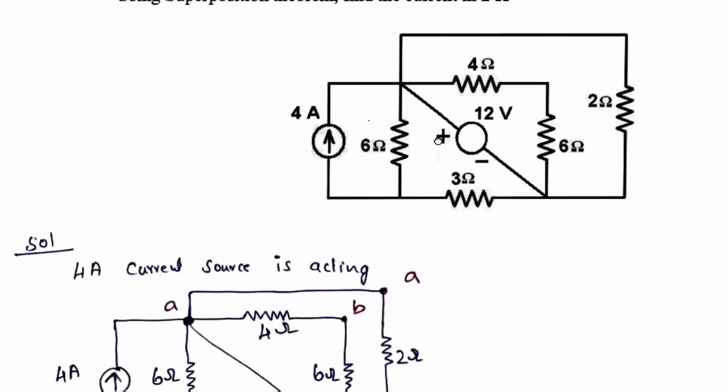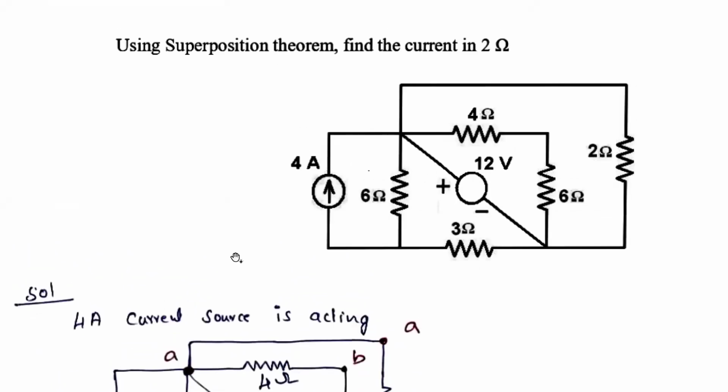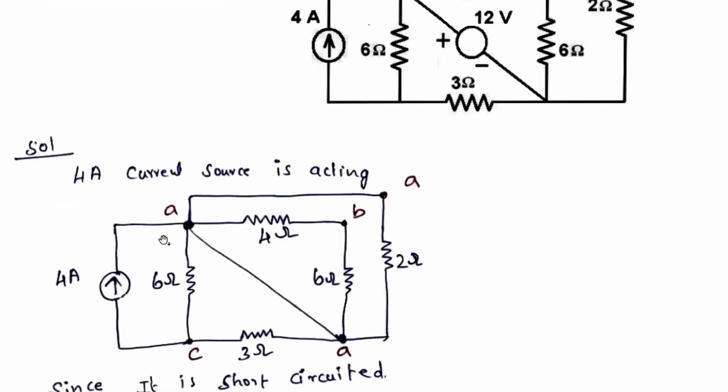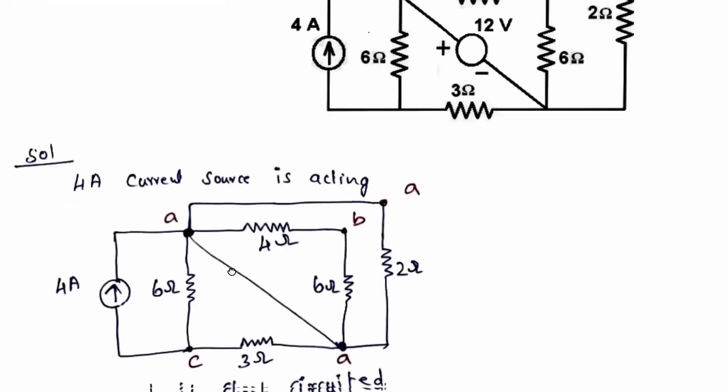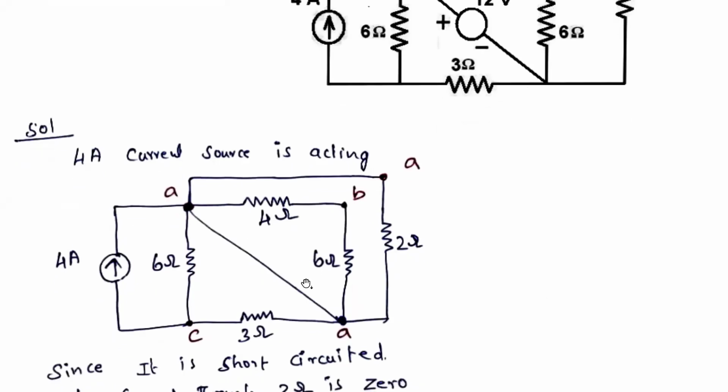So this is the circuit we need to solve. Here 4 amperes is there and 12 volts is there. Okay, so now we are considering only the 4 amperes current source alone acting. So next, one more voltage source is there. That voltage source, what we are doing is we are short circuiting. So if you short circuit this particular point, there will not be any current flow in this particular part. Okay, so the current flow is 0.